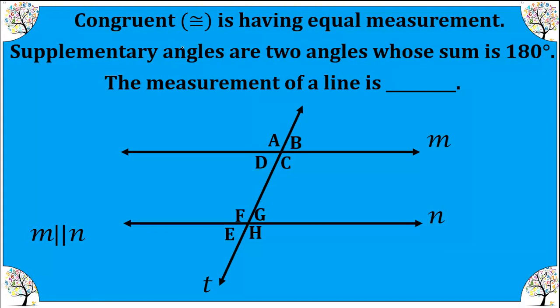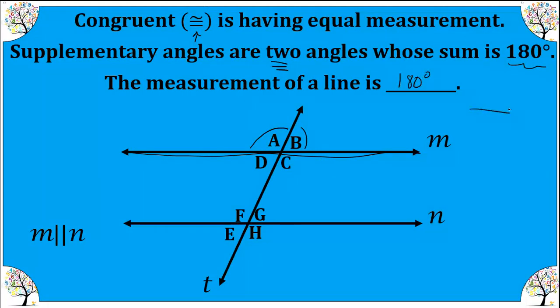Congruent is having equal measurement, and here is the notation for congruent. When we say 2 objects are congruent, we will use this notation. Supplementary angles are 2 angles whose sum is 180 degrees. So for example, angle A and angle B are supplementary, and they do create our line M. Therefore, the measurement of a line is 180 degrees.